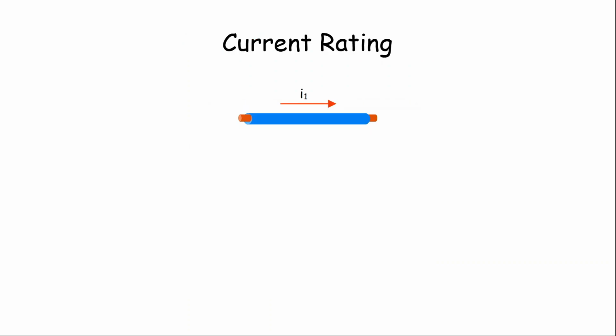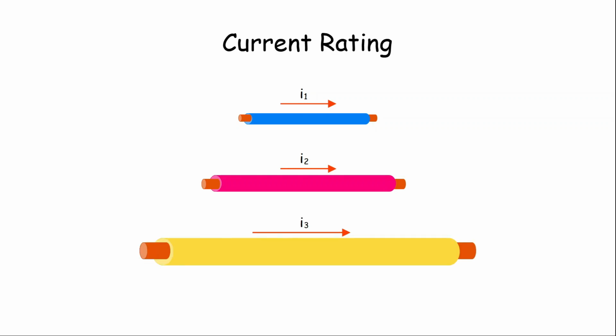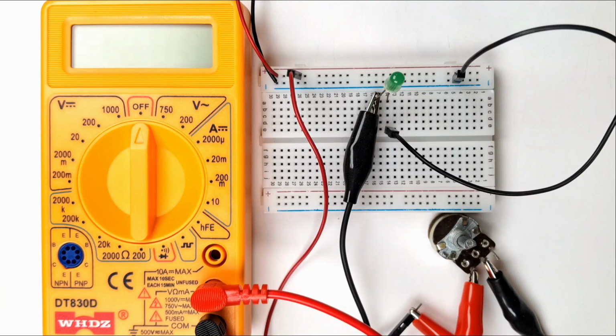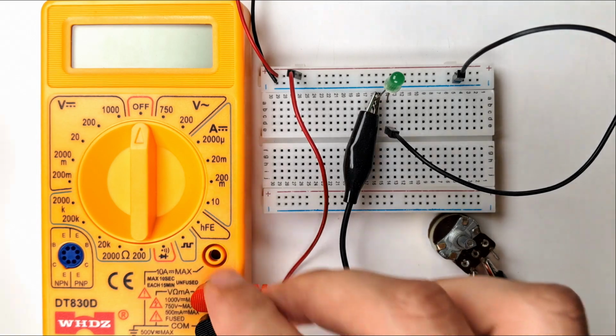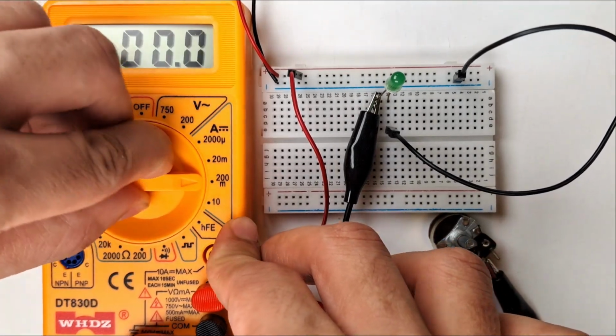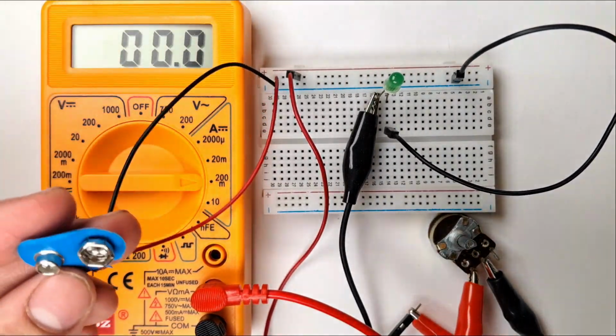Electronic components like wires have a current rating. A thicker wire can handle more current and a thinner wire can handle less current. If you provide more than the current rating of the wire, it will overheat and burn. So you should never provide more current than the current rating of a particular electronic component like a wire. Every electronic component, like wires, resistors or power sources, has a current rating. Let's see this. Here we are slowly increasing the current on the LED and measuring the current of the LED using the multimeter.